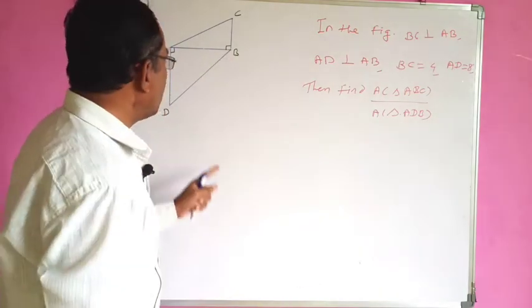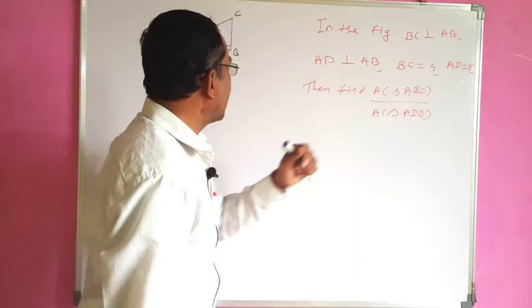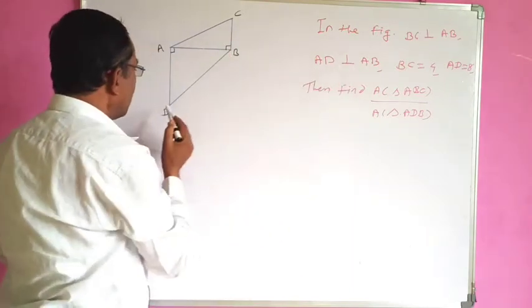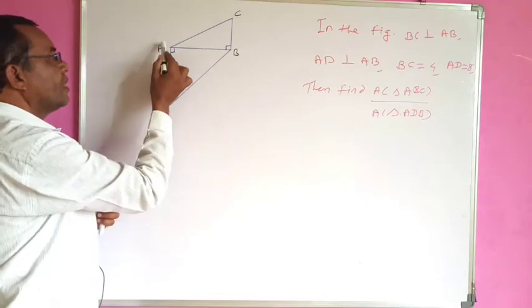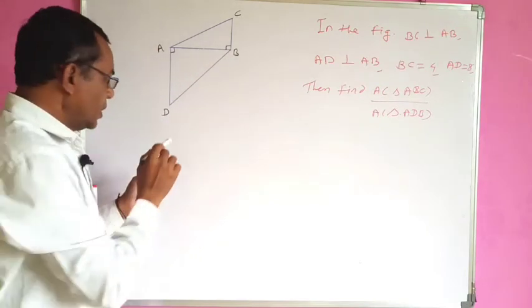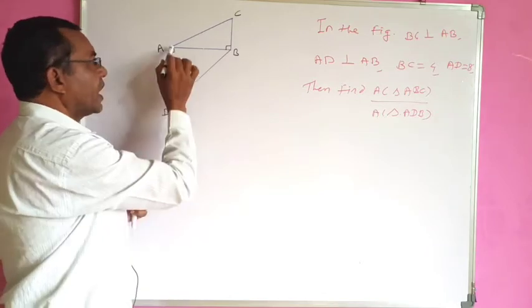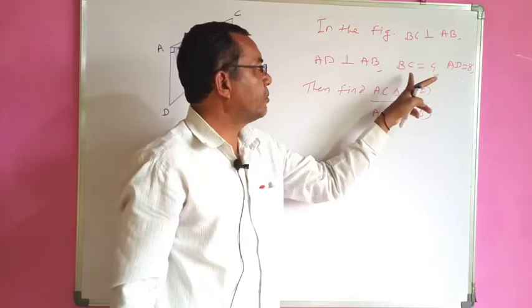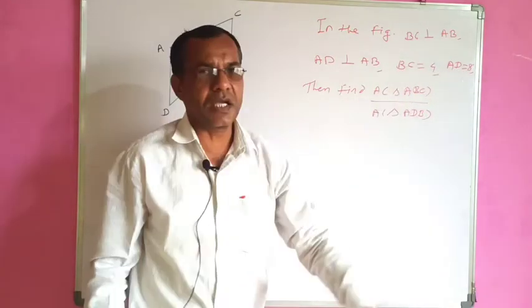Okay, now in another triangle, that is triangle ADB. See here, triangle ADB, AD is perpendicular to AB. What will be the height here? Here AD is the height and AB is the base, and given is that BC is equal to 4 and AD is equal to 8.